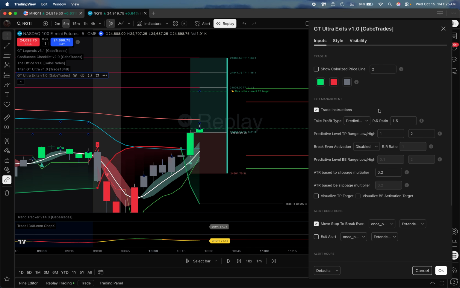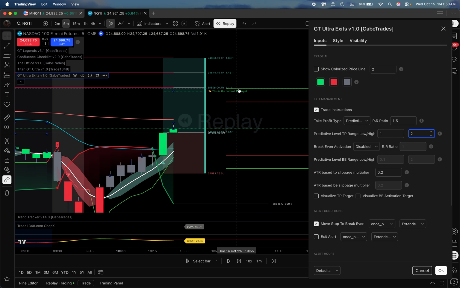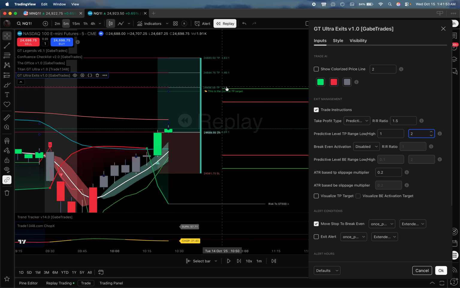If this is set to predictive levels, it's going to find a predictive level between these two risk to reward ranges. It's looking for a predictive level between a 1 to 1 and a 2 to 1, and it's going to use the first level it finds between these two ranges. There is a predictive level at a 1.1 to 1 here and this is the level it's found, and it's setting the take profit to be slightly below that level. This is because we don't want to target right at that level. We just want to target slightly below it, right?